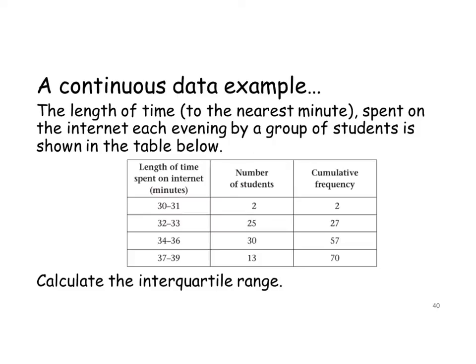Let's look at a continuous example. The length of time to the nearest minute spent on the internet each evening by a group of students is shown in the table below. Calculate the interquartile range. So the first column, length of time spent on the internet, it is grouped. Second column, number of students, the frequency. And third column, the cumulative frequency, the running total.